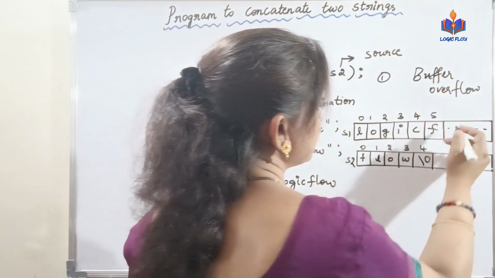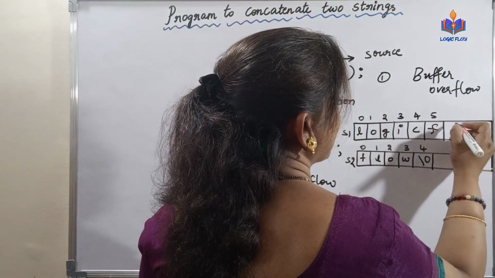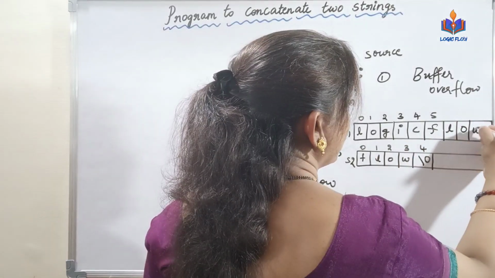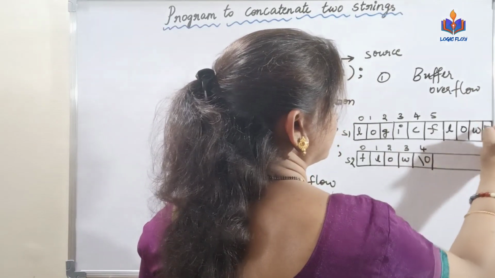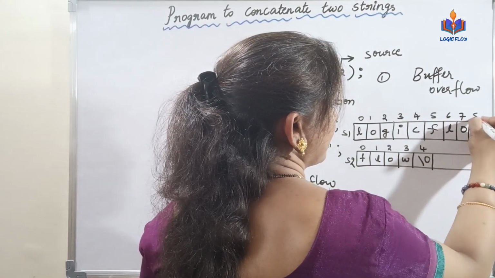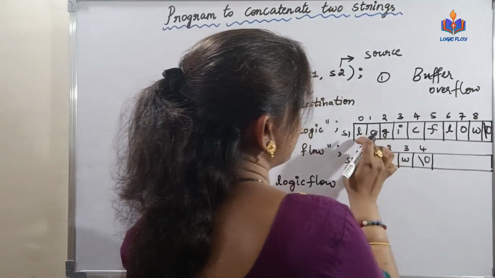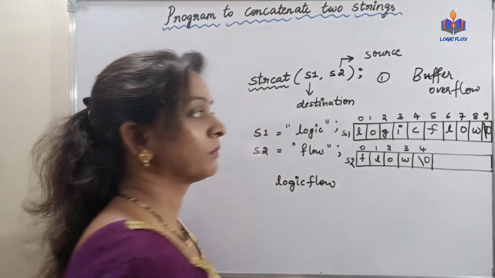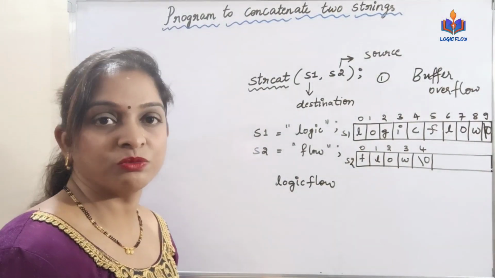See here what happens. These characters will come here. So it is L, O, W and finally the null character. So it is 6, 7, 8. Then the null character will be at 9. So this is how the concatenation will be done.